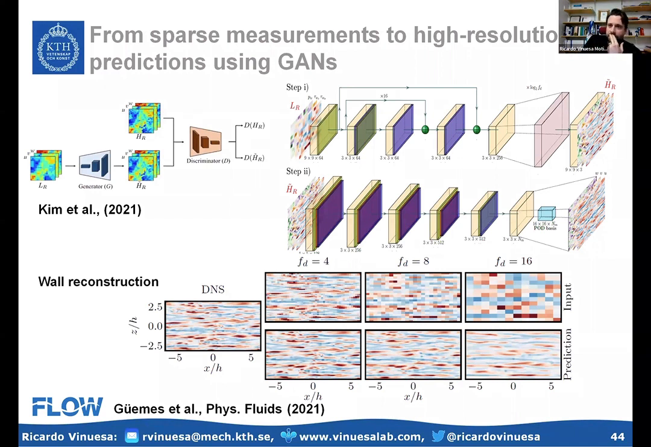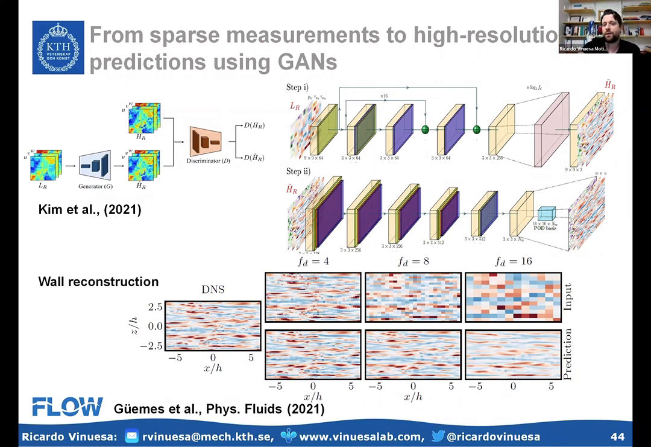The discriminator gets better at differentiating which images are fake, and the generator gets better at producing realistic high resolution images. So using this approach, what we did was to create a network which has two steps, as you can see here. The first part of the network takes the three inputs, so the two wall shear stress fields and the wall pressure, with significant downsampling, so you can actually see very coarse fields here, and obtains a high resolution version of those fields, right, using the GAN. And in the same network, there is a second step, which uses these high resolution inputs to produce high resolution predictions of the three velocity fluctuations away from the wall. So we are using low resolution data from the wall to produce high resolution predictions away from the wall.